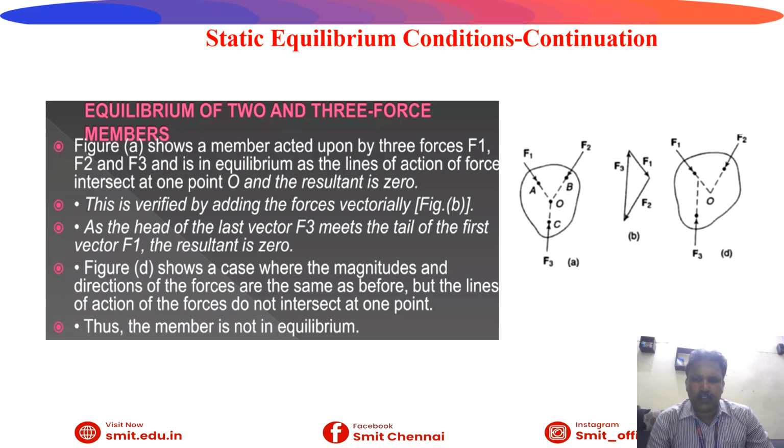That is sketch B. We can see that F2 is going downwards. In figure B, F1 is again moving in the downward direction. Then the closing side of the polygon will be F3. That is figure B. Figure D shows a case where the magnitudes and the directions of the forces are the same as before, but the lines of action of the forces do not intersect at one point.